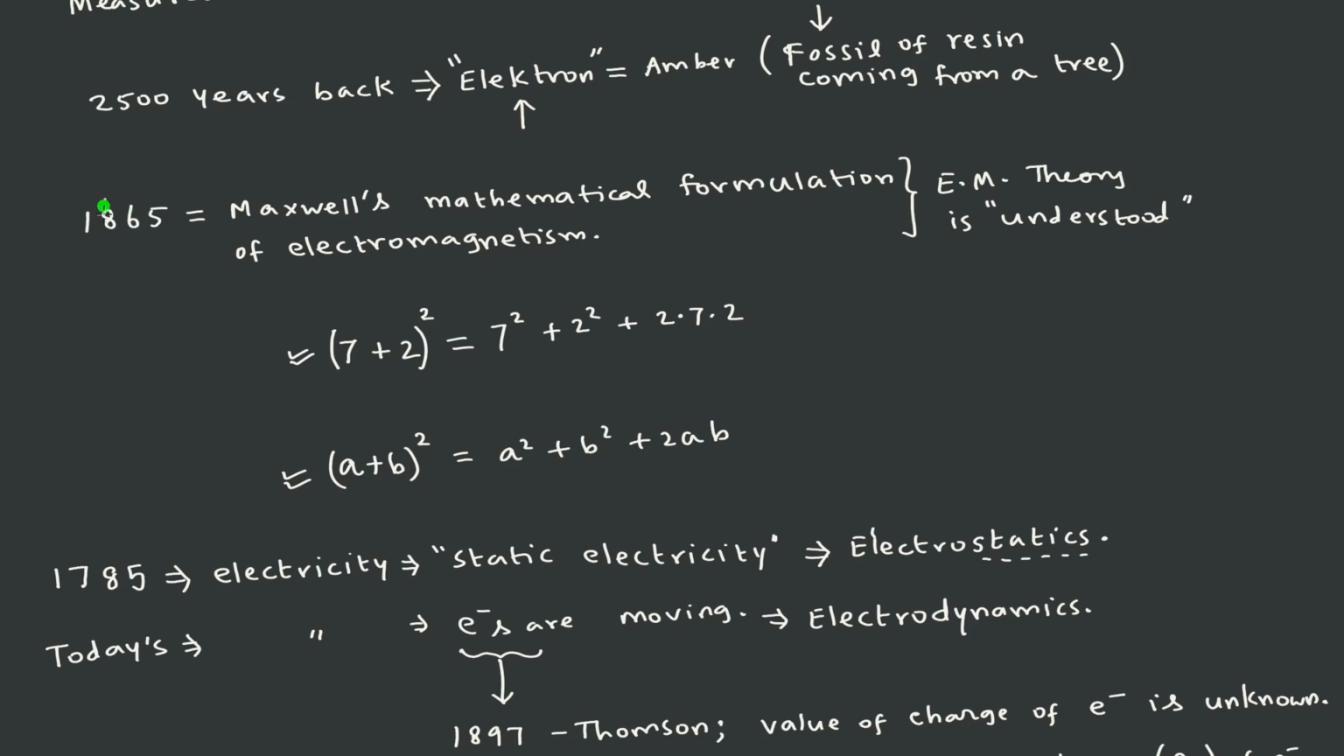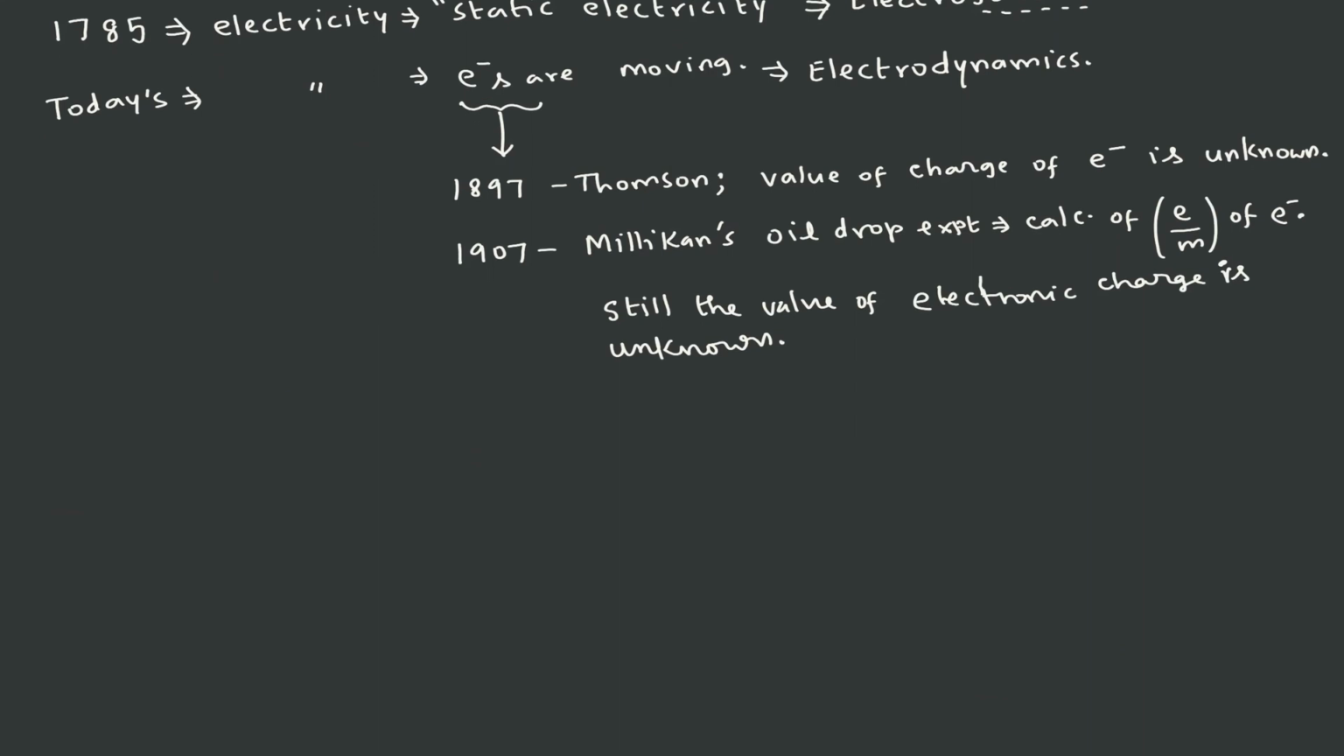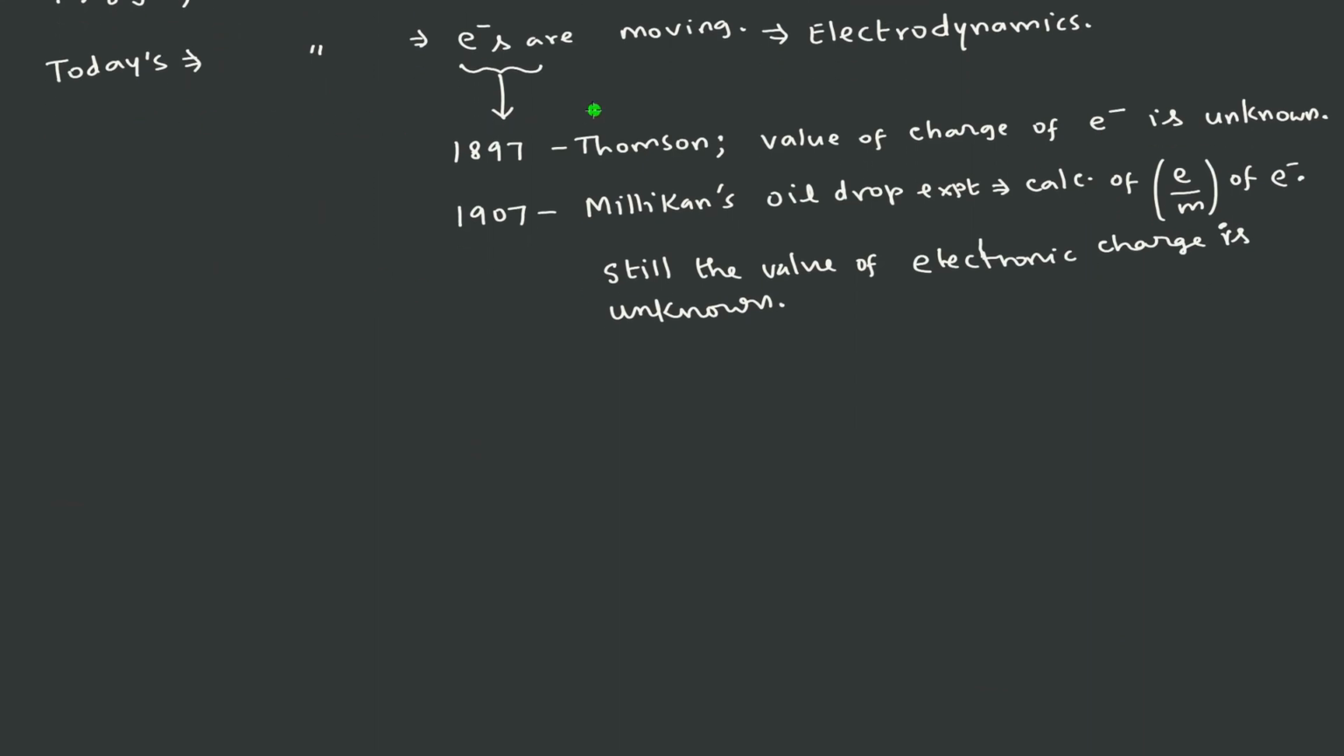You can see that this is Maxwell's work of 1865, and then the discovery of the electron, followed by 1907, and followed by 1913. So 1913 is the time when the value of the electronic charge was found, of course by Millikan. Millikan was doing the oil drop experiment, so he continued the experiment further and further, because he had already found e by m. So somehow you have to manage to get the value of e from e by m.